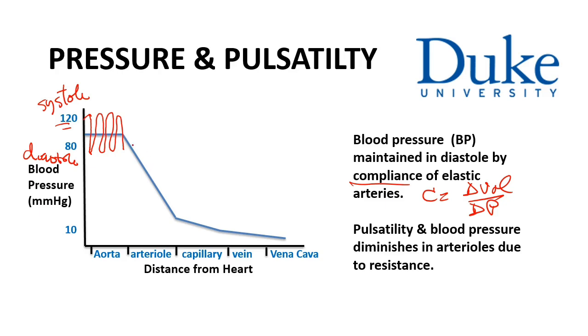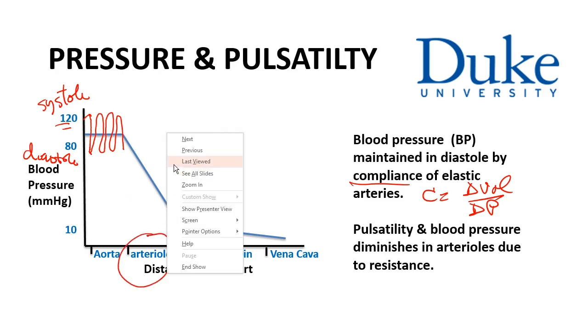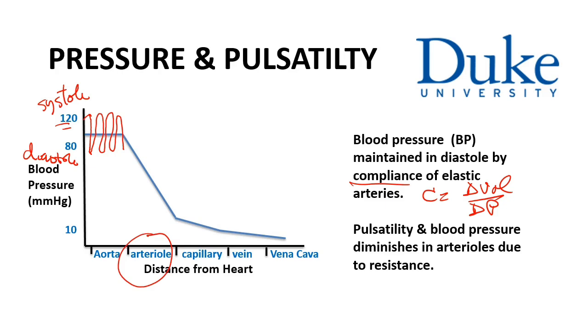But the dominant area where the pressure drop occurs is within the arterioles. So the pressure will fall dramatically within the arterioles, and at that time the pulsatility will also be diminished as it's moving through the arterioles. So the arterioles are our spigots.